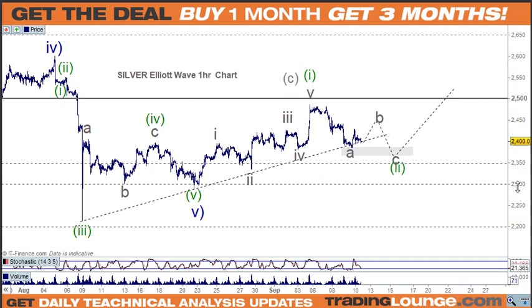The 2,300, rather the $23, is the support, and it's the top of minor group 1. So we don't want that through here. If that became the resistance, then we'll be making new lows down to $20 at that point. That's possible here.